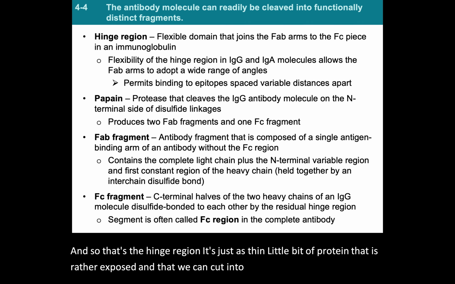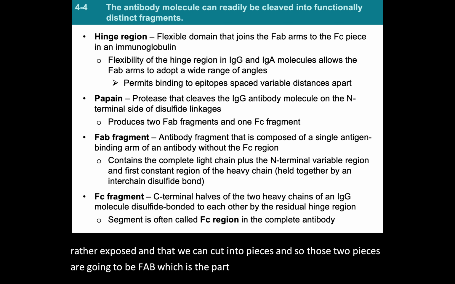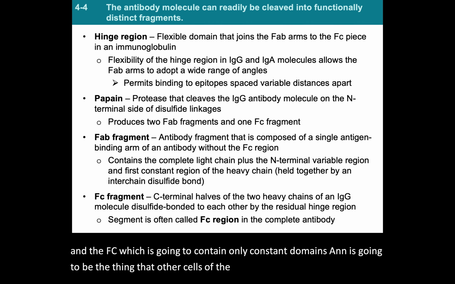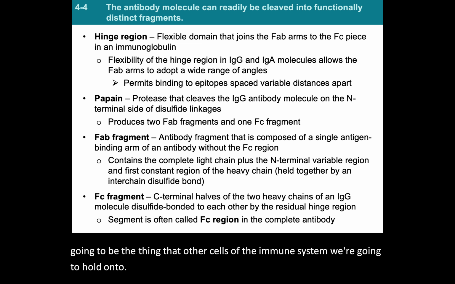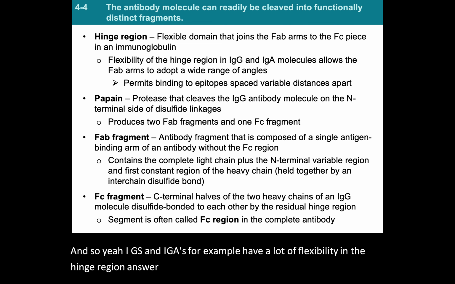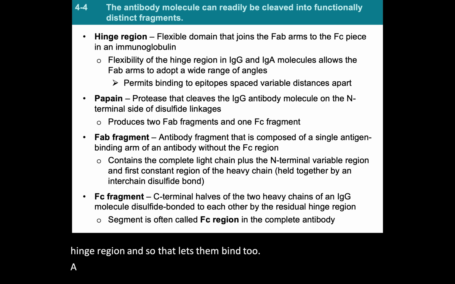It's just a thin little bit of protein that is rather exposed and that we can cut into pieces. And so those 2 pieces are going to be the FAB, which is the antigen binding fragment, the part that binds the antigen, and the FC, which is going to contain only constant domains and is going to be the thing that other cells of the immune system are going to hold on to. And so IgGs and IgAs, for example, have a lot of flexibility in the hinge region. And so that lets them bind to a wide range of things.